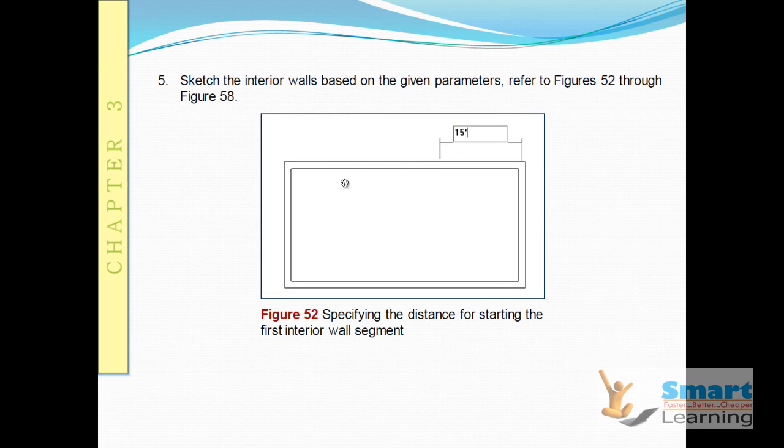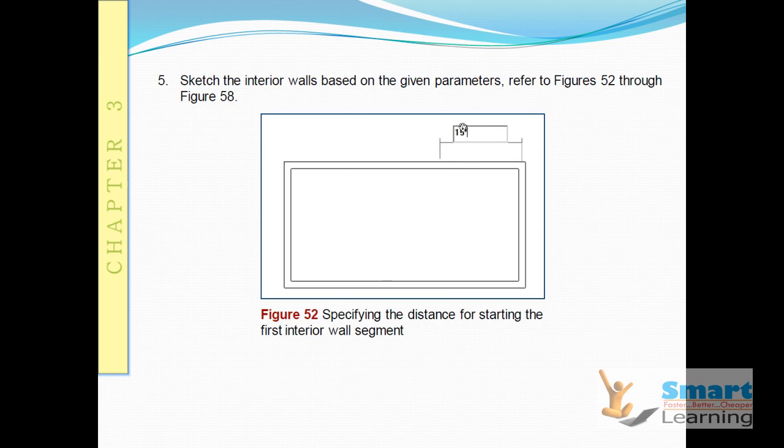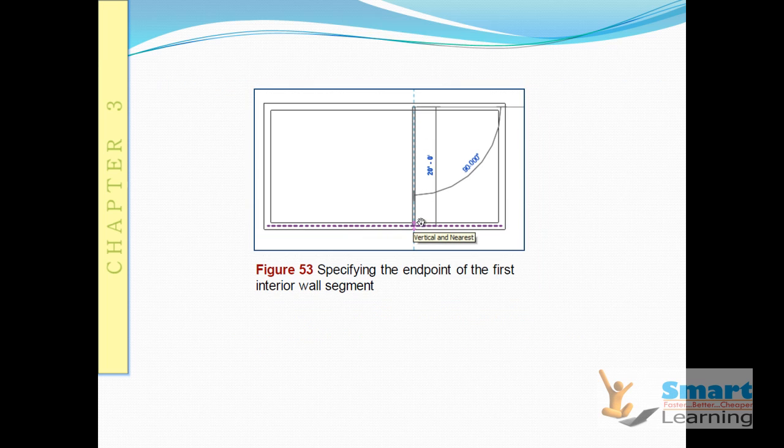One at 15. So here you can see 15. This is the partition. Then 7 feet 6 inch. So 15 feet we have a partition that we have to create.